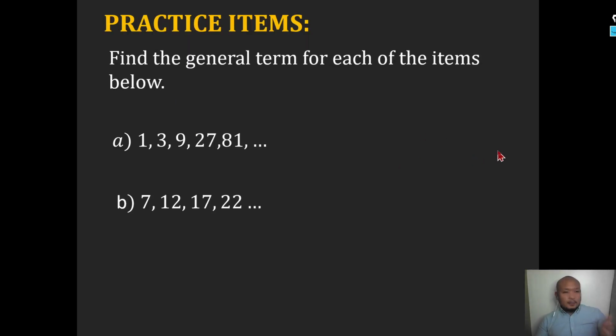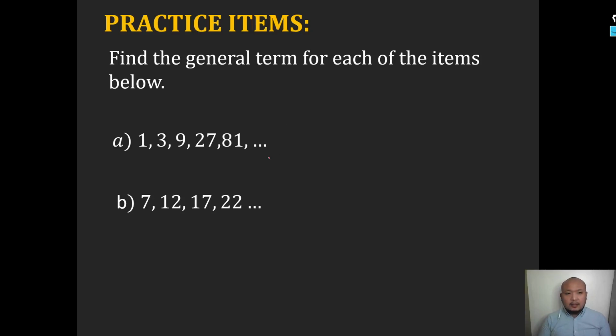Now, a couple of practice items here. Find the general term for each of the items below. In other words, let's look for a rule that governs the terms of the following sequences. Look at the first one. Wala bang mapansin dyan? Pause konti. 1, 3, 9, 27, 81. Don't they look like powers of 3? Mukhang powers of 3, ano?